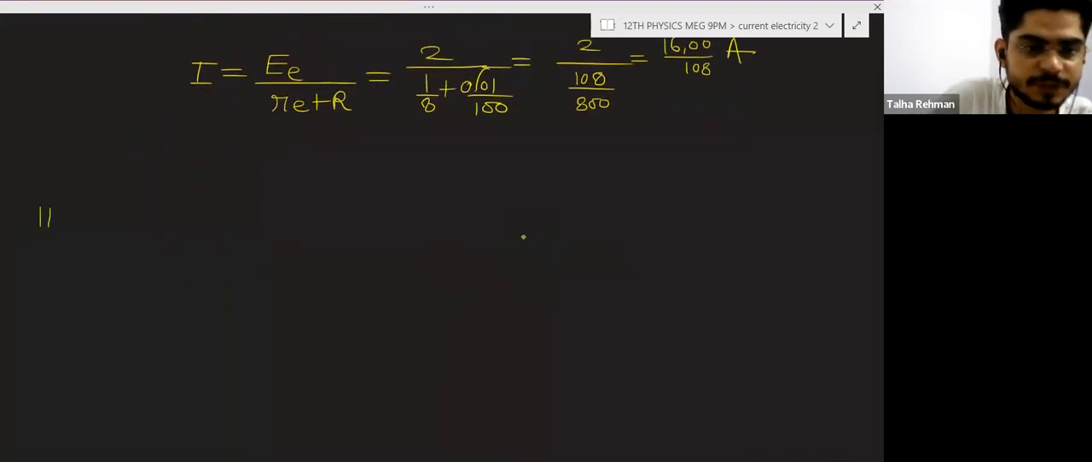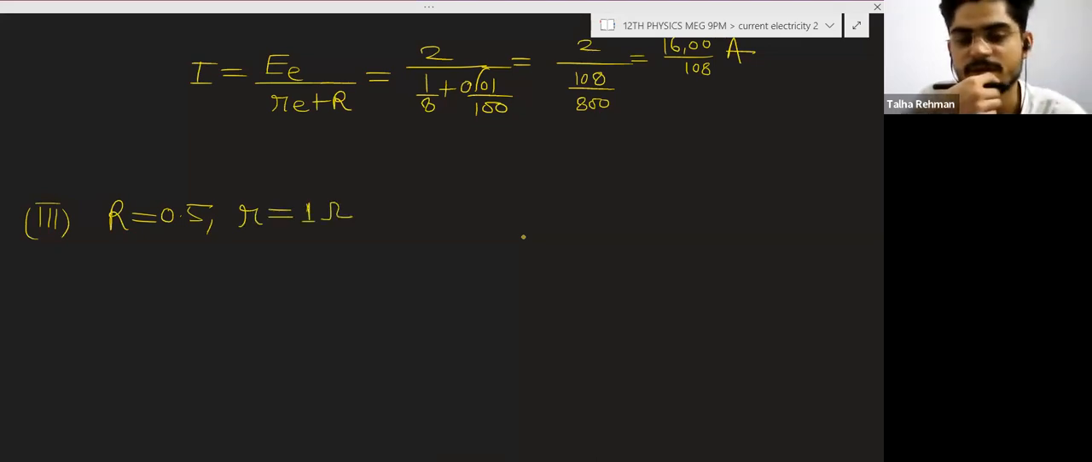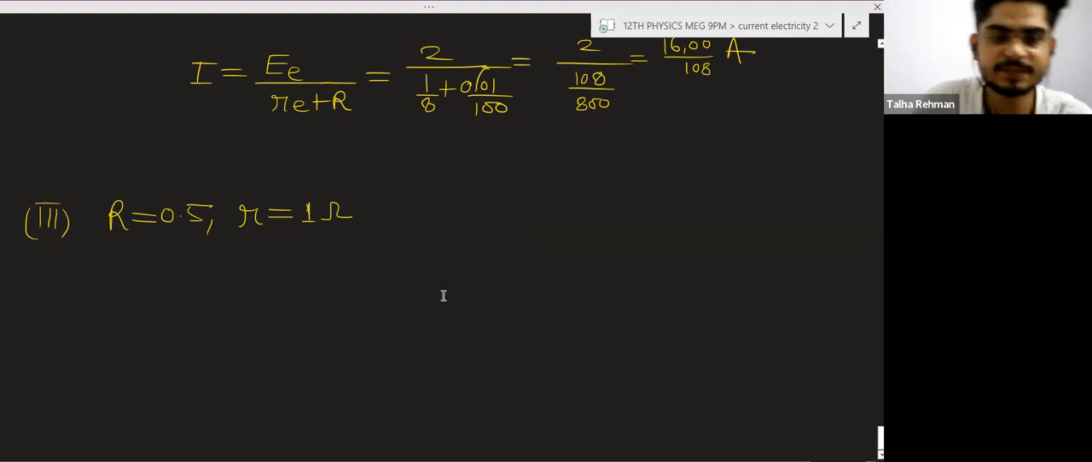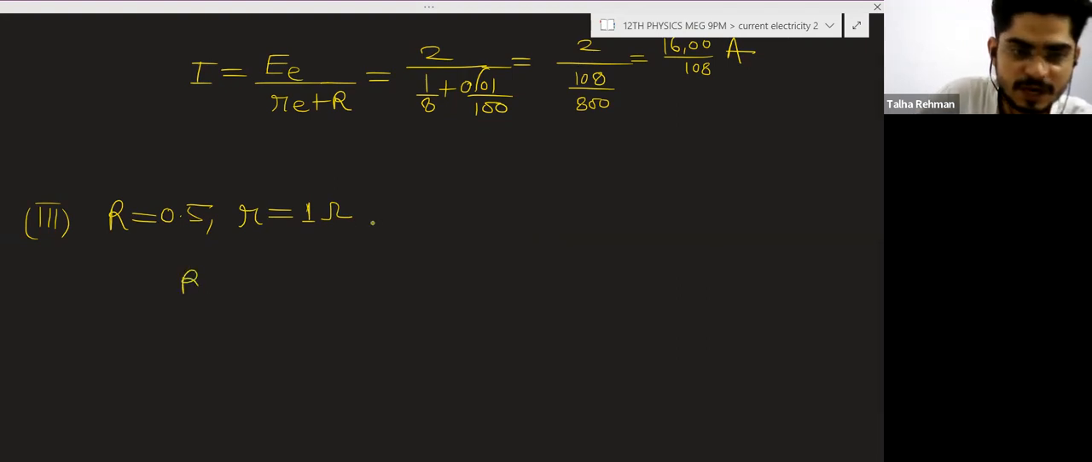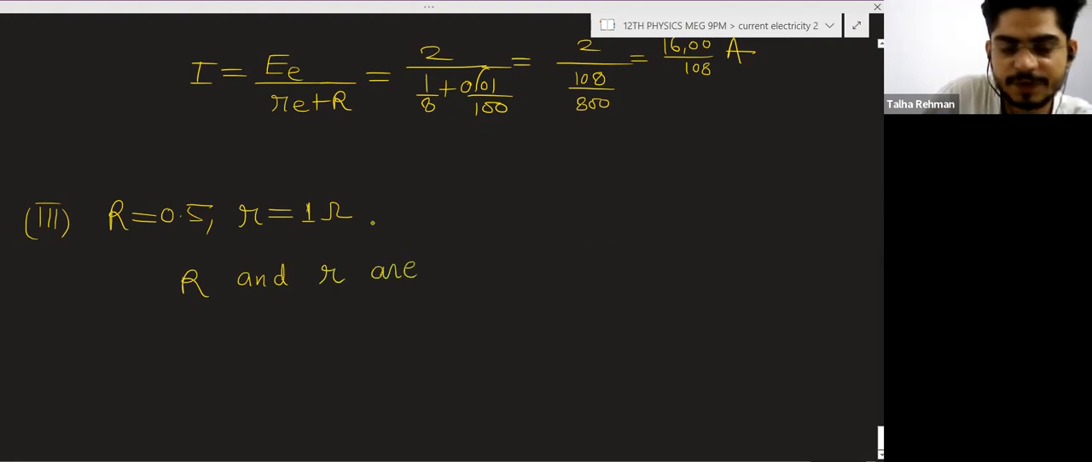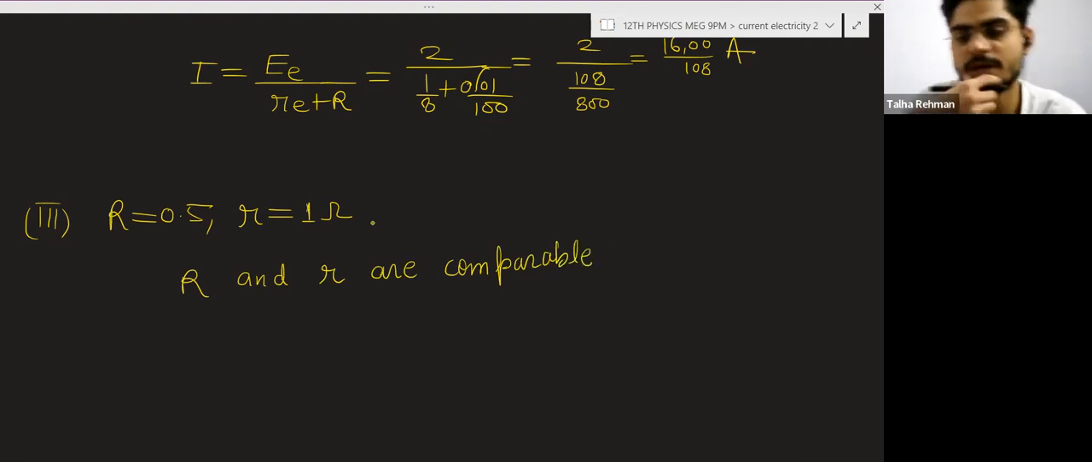Now third part of the question is external resistance is given as 0.5 and internal resistance is given as 1 ohm. Okay, so you can say that this external resistance and internal resistance are comparable. So you can say R and small r are comparable, means they have some value 1 and 0.1. These values are comparable values.